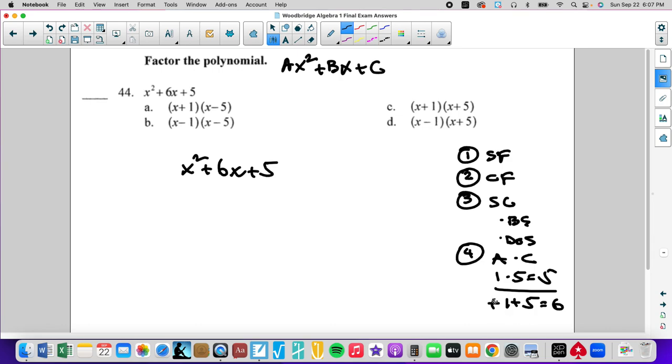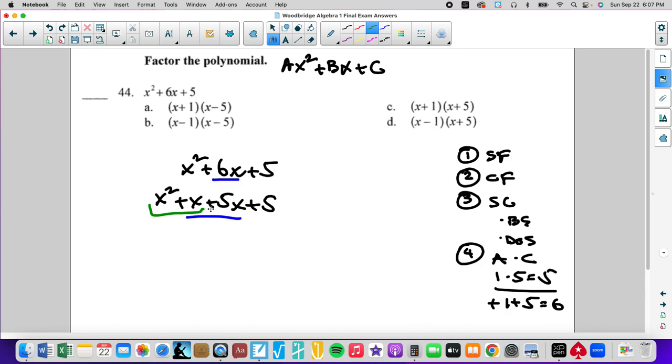So these are going to be my outside and inside. So I do x squared plus x plus 5x plus 5. All I did was replace the middle term with x plus 5x, so I haven't changed the expression. I've just turned it from 3 terms to 4 terms. FOIL, this is first, outer, inner, last. And now I'm going to factor by grouping.